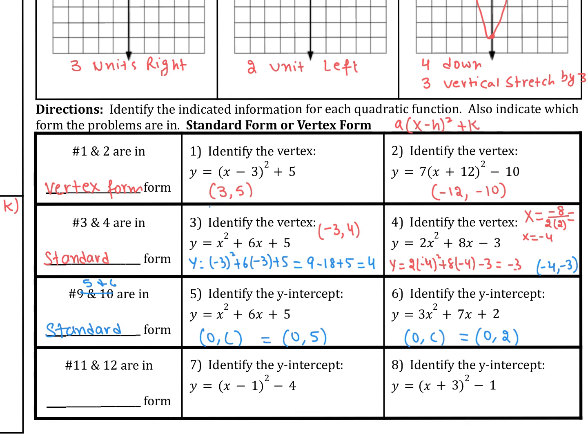Number 7 and 8, for this one you're going to find the y-intercept. To find the y-intercept, you're going to set x equal to 0. So 0 minus 1 squared minus 4, and that's negative 1 squared minus 4, and that's 1 minus 4, so that's negative 3. In this case it is 0 plus 3 squared minus 1, 9 minus 1 is 8. It is given in the form of a vertex, so it's vertex form.